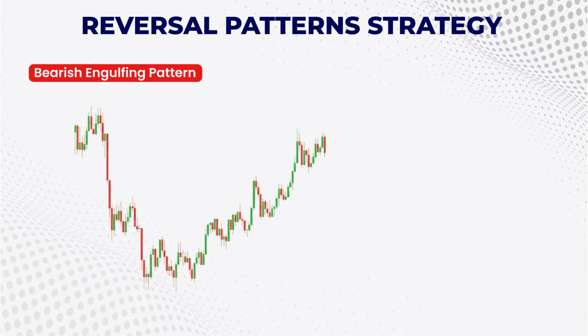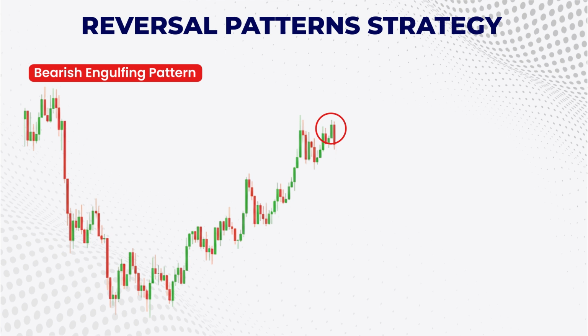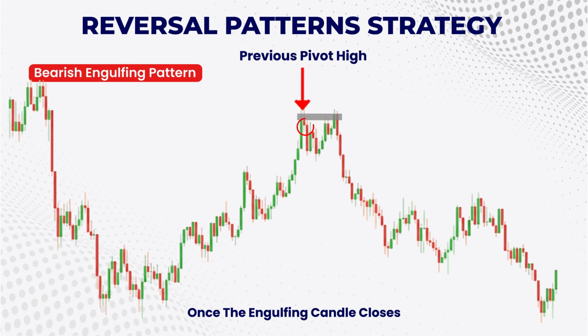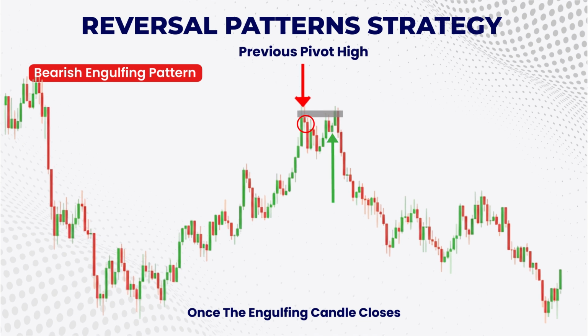The pattern forms when a small green candle is immediately followed by a large red candle that completely engulfs the previous body. This signals that sellers have taken control after buyers showed weakness. In this example, the bearish engulfing forms at a previous pivot high, which makes the reversal even stronger. Once the engulfing candle closes, traders can enter short positions.